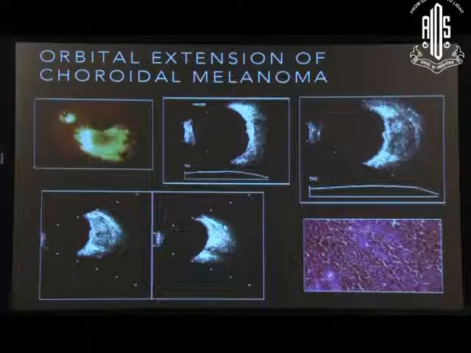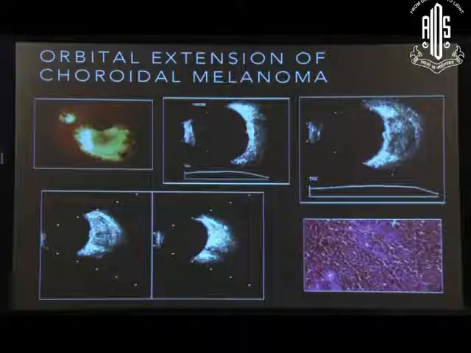This is the comparison of the opposite orbit. You see the normal heterogeneous structures in the orbit, you see this homogeneous orbital mass. This was actually an orbital extension of a choroidal melanoma. So if you see something like shadowing in the orbit, increase your ultrasound penetration, you'll be surprised what more you can find.